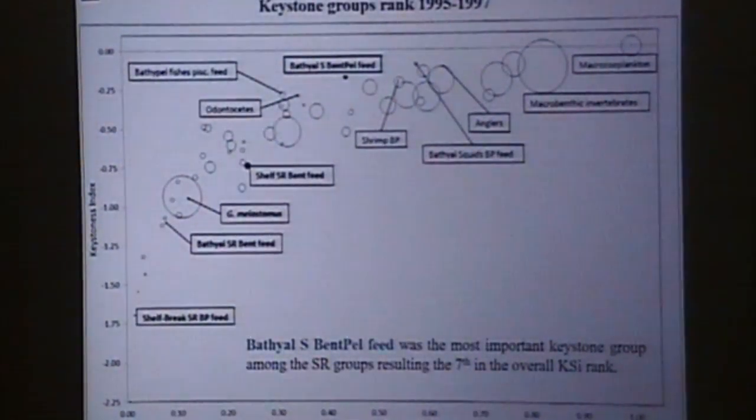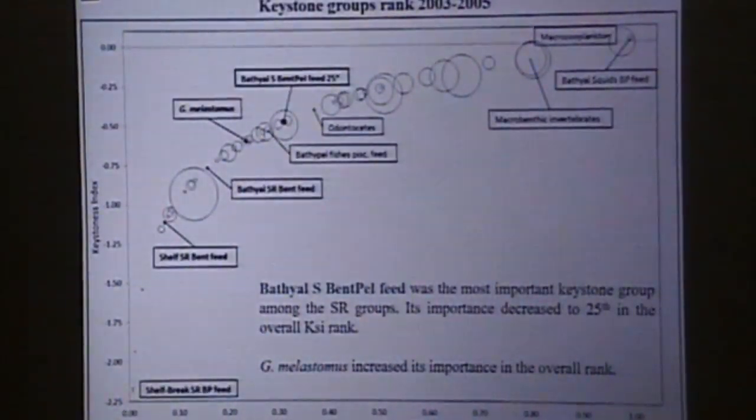Considering the keystone group ranking alongside the 3 snapshot times, we observed that the bathyal sharks benthopelagic feeders was the most important keystone group. Look at the red point, which refers to the smallest one, which refers to Galeus melastomus, that during these 3 different time periods increased the significance of its role. But the bathyal sharks benthopelagic feeders remain always quite important.